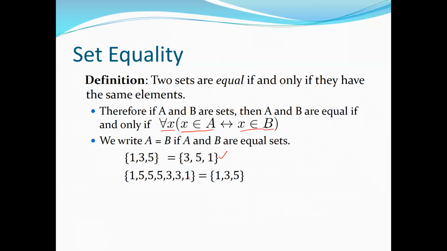The sets {1, 5, 5, 5, 3, 3, 1} and {1, 3, 5} are also equal. Why? Because, let's say this is set A and this is set B, all the elements in set A are also members of set B. We do not write repetitive elements in a set. We already discussed this, so these two are the same set. From this definition, X is a member of A, for example 1 is a member of A, and X is a member of B, 1 is also a member of B, and this is bidirectionally true for all X elements. So then we call A equal to B, A and B are equal sets.